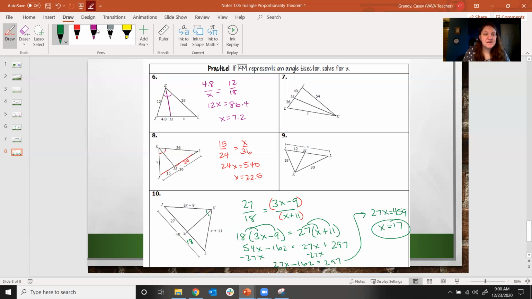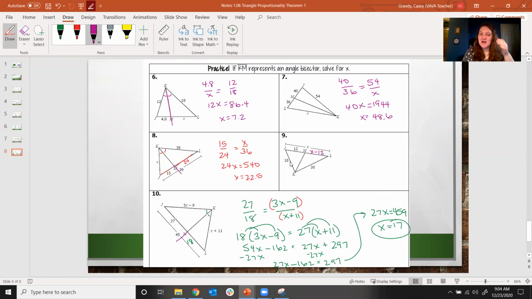Some students, again, they like to think of that angle bisector as their fraction bar. Like if this was a fraction bar, 4.8 over x, or if this was your fraction bar, 15 over 24. If that's helpful for you to visualize it, please go ahead and use that. I'd like you to try this on number 7 and number 9. Do that now. Okay, so at number 7, you should have 48.6.